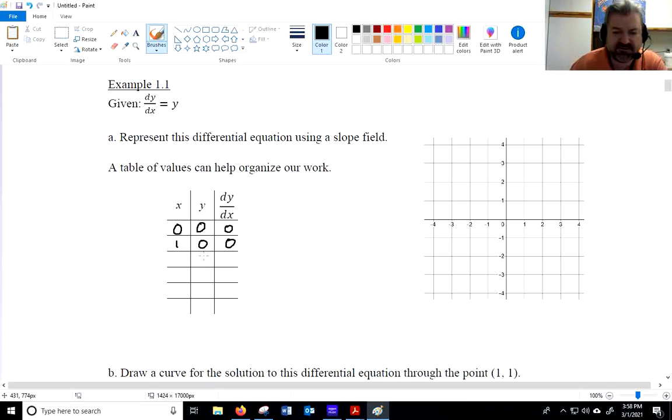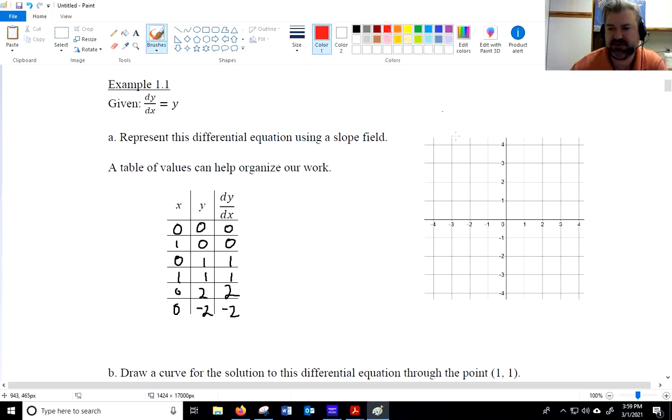Let's take a look at, say, when y is 1. When y is 1, dy/dx is 1. And again, it doesn't matter what the x is. What about when y is 2? When y is 2, dy/dx is 2. Likewise, when y is negative 2, dy/dx is negative 2. And again, it doesn't matter what the x is. So we could put in anything we want there.